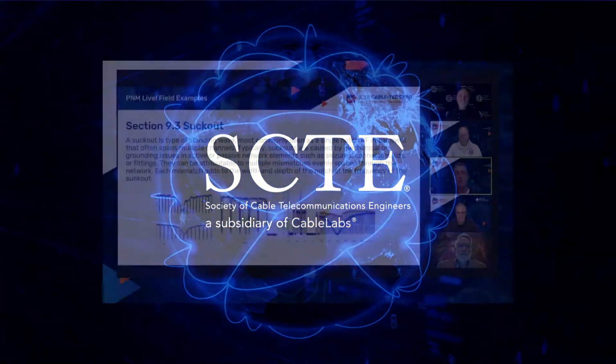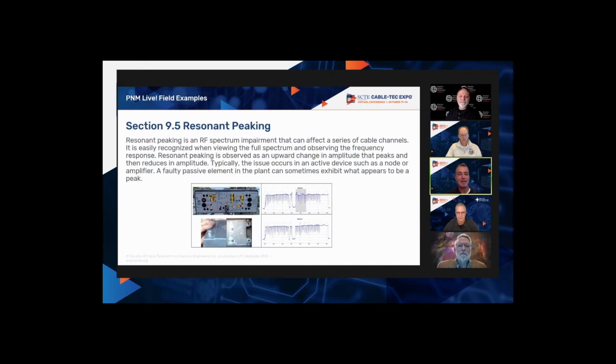All right, folks, let's move on to the next impairment, resonant peaking. This is kind of a continuation from the suck out. They're closely related, but resonant peaks have a gain component. You can see there's an additive nature of this RF impairment. It's generally going to be caused by things that cause gain, meaning amplifiers and the amplifier modules within nodes and stuff like that.